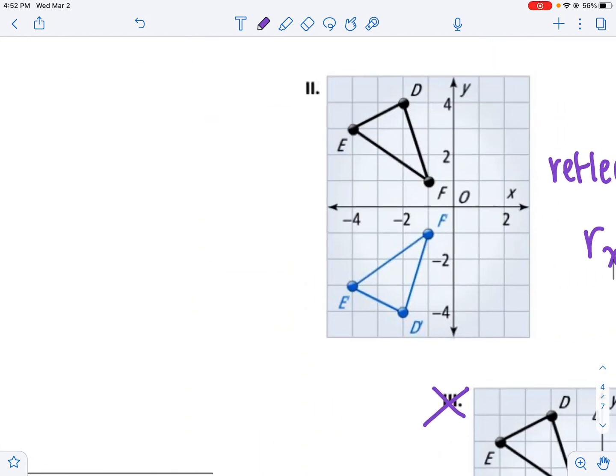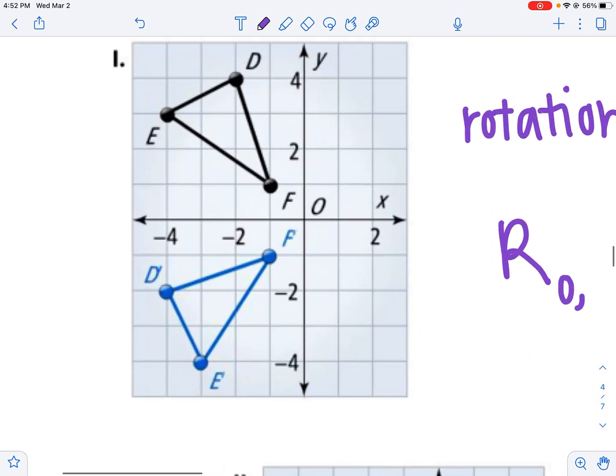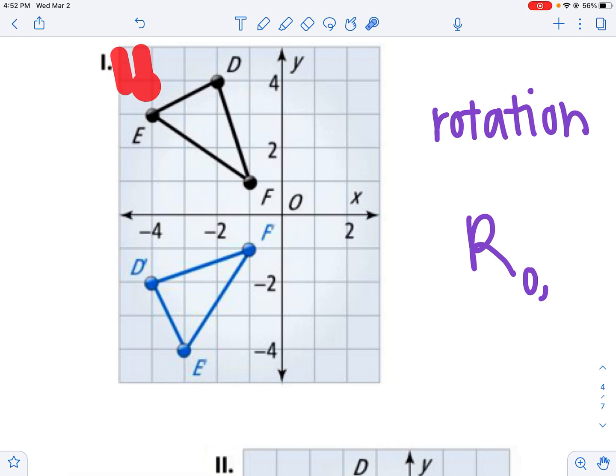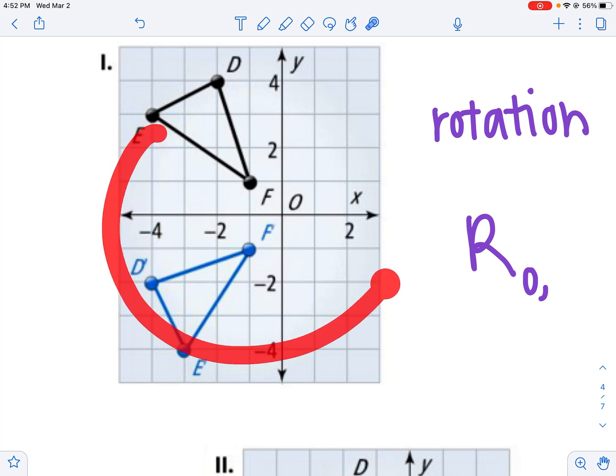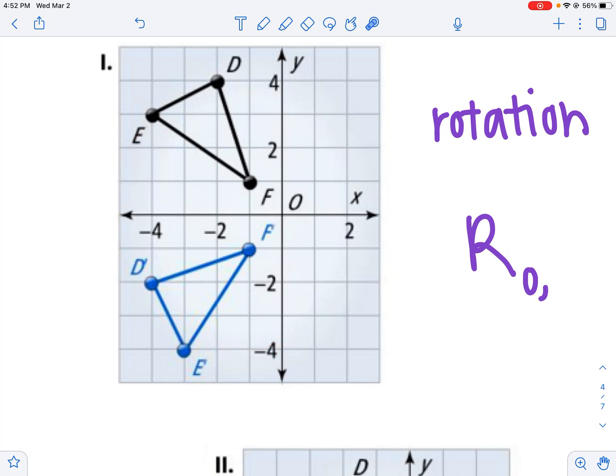Well, if we notice back to this picture, it goes from quadrant 2, so 1, 2, 3, 4, it goes from quadrant 2 to quadrant 3. And I know that it moves in that direction because remember I have to go counterclockwise, so I'm going to the left. And it goes from E to E prime, F to F prime, D to D prime. So I go 1 quadrant over. That would be 90 degrees. And that's how I can write a rotation.